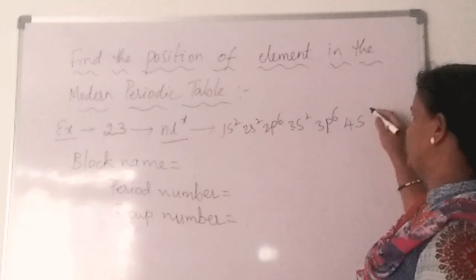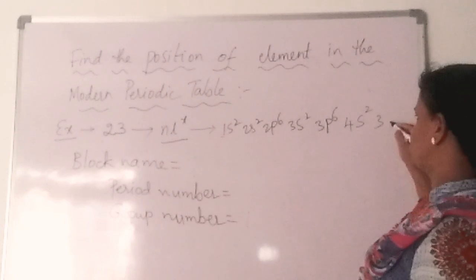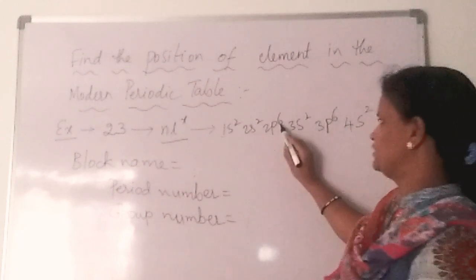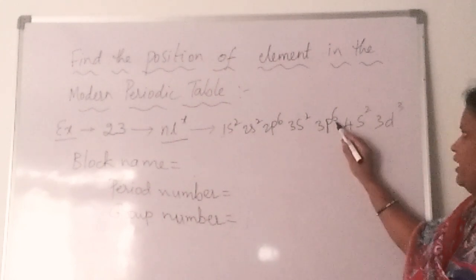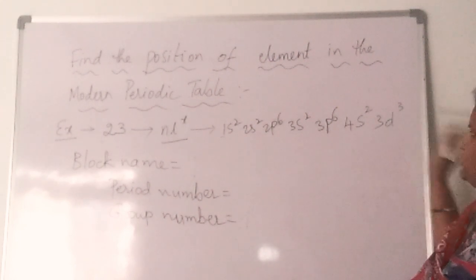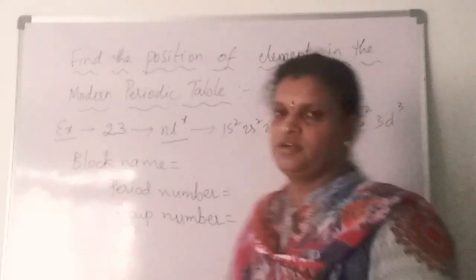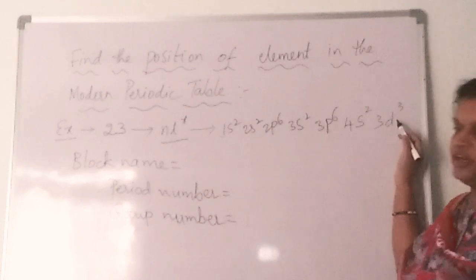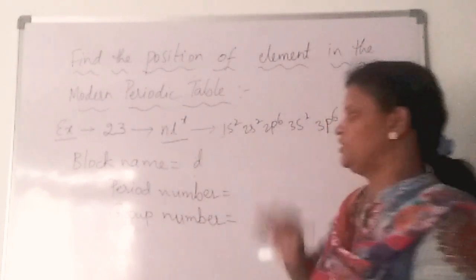According to the Aufbau principle, we have to follow here: 3s2, 3d3. Now, let's count once. 2 plus 2, 4, 6, 10, 12, 18, 18 plus 2, 20 plus 3, 23. Now, we have completed 23 electrons. Block name, how do we have to write? The differentiating electron is entering into the D orbital. So, the block name is D block.